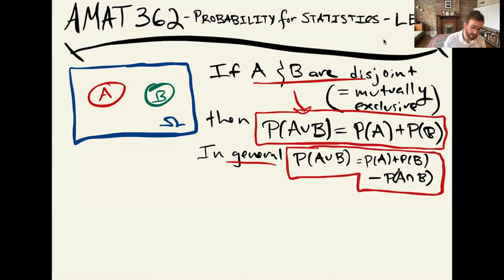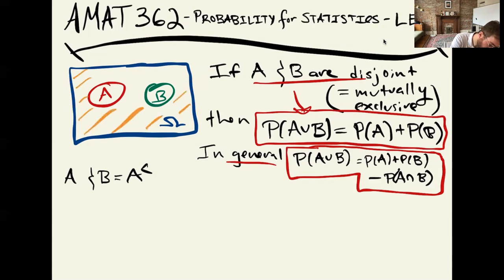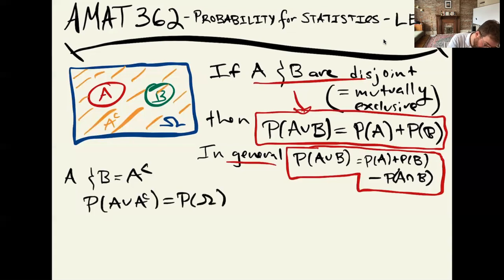So let's look at one special case of this formula, namely the setting where B is equal to A complement. If you recall, A complement is just everything that's not A, including B. So this is A complement. And in this setting, we now have that the probability of A union A complement, which is the probability of anything happening, is equal to 1.